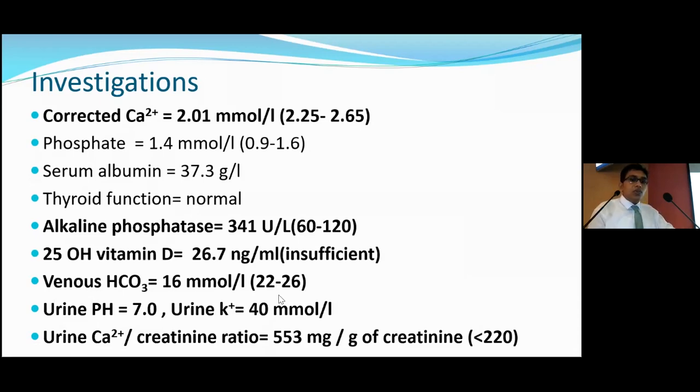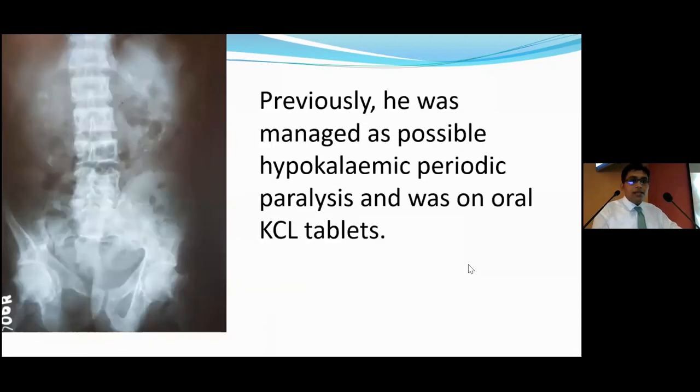And he had increased urinary potassium excretion, elicited from the spot urinary potassium, which was 40 millimoles per liter. He has a urine calcium creatinine ratio of 553, which is significantly high compared to normal. Apart from his other investigations, in his abdominal x-ray we can see bilateral nephrocalcinosis.